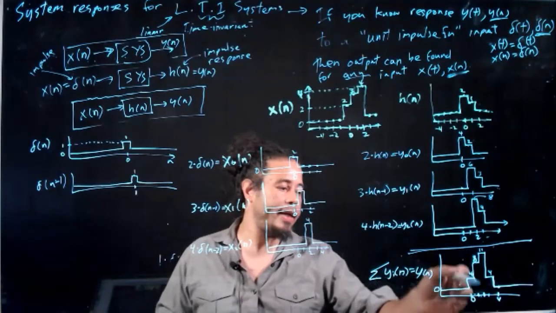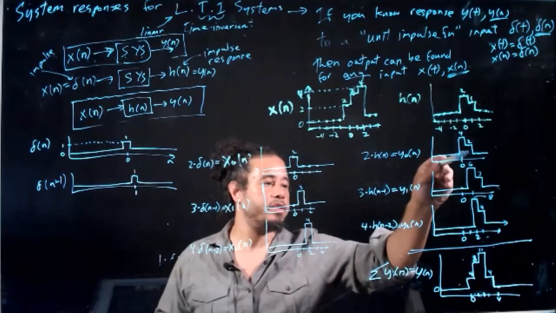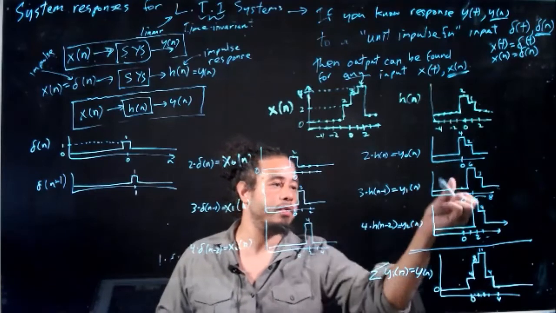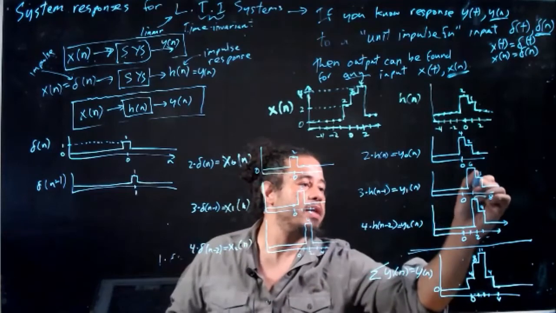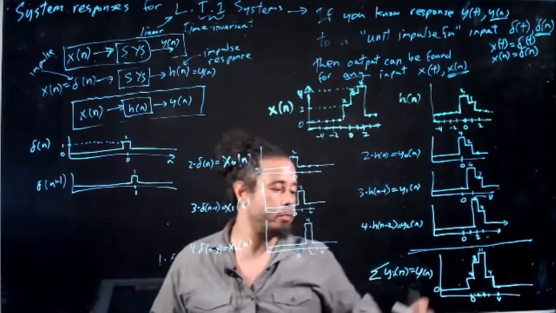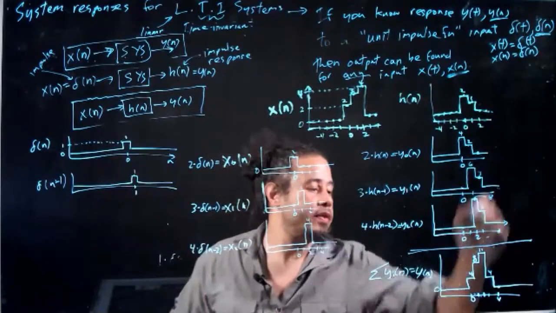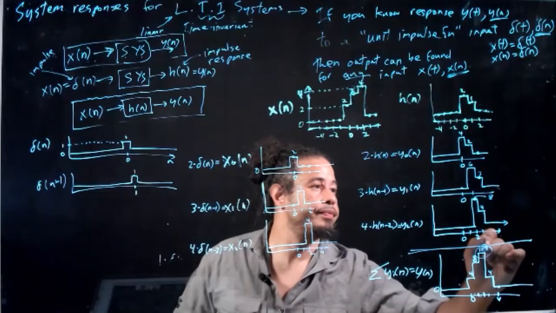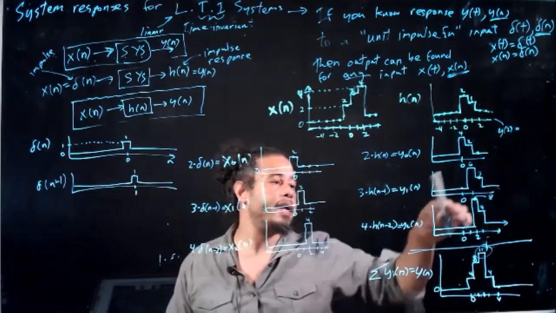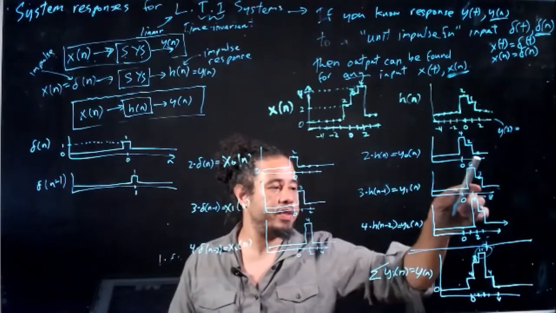Let's think about how we got y2 of n. I got y2 of n by adding up the values of y0, y1, and y2 when n was equal to 2, right? So I got it by adding 0 plus 3 plus 8 in order to get 11. Let's write that out. The way I got this y2 of n was by adding 0 and 3 and 8.